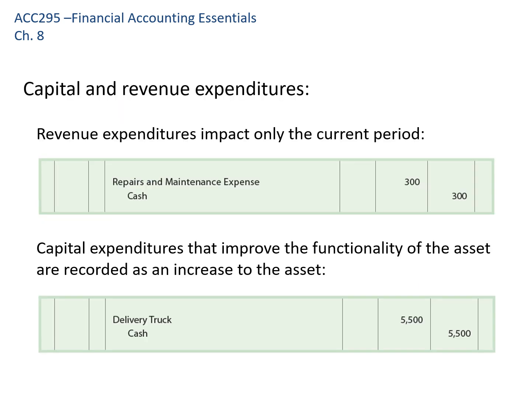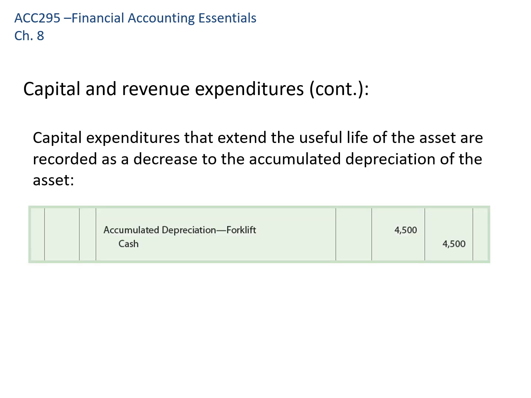So the first one, as we mentioned, only benefits the current period: debit repair and maintenance expense, credit cash. Now, if we have a capital expenditure where we improve the functionality, the snowplow example I used, we'll debit the asset and credit cash, and again, recalculate depreciation. Lastly, a capital expenditure that extends the useful life will debit accumulated depreciation and credit cash, and again, recalculate depreciation going forward.